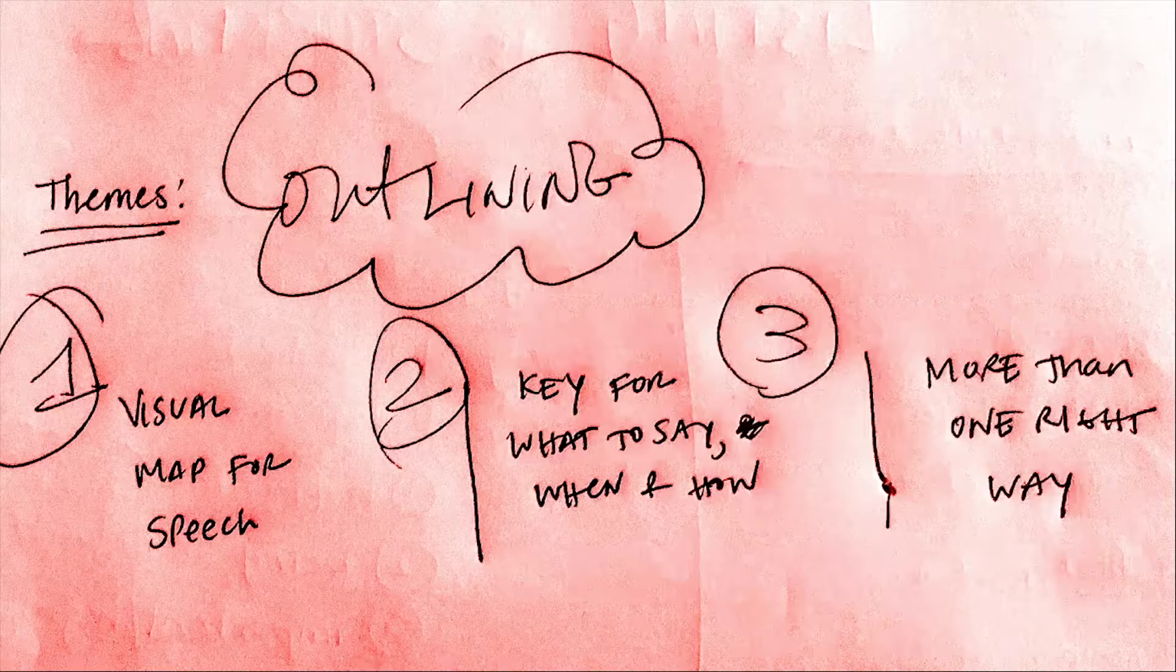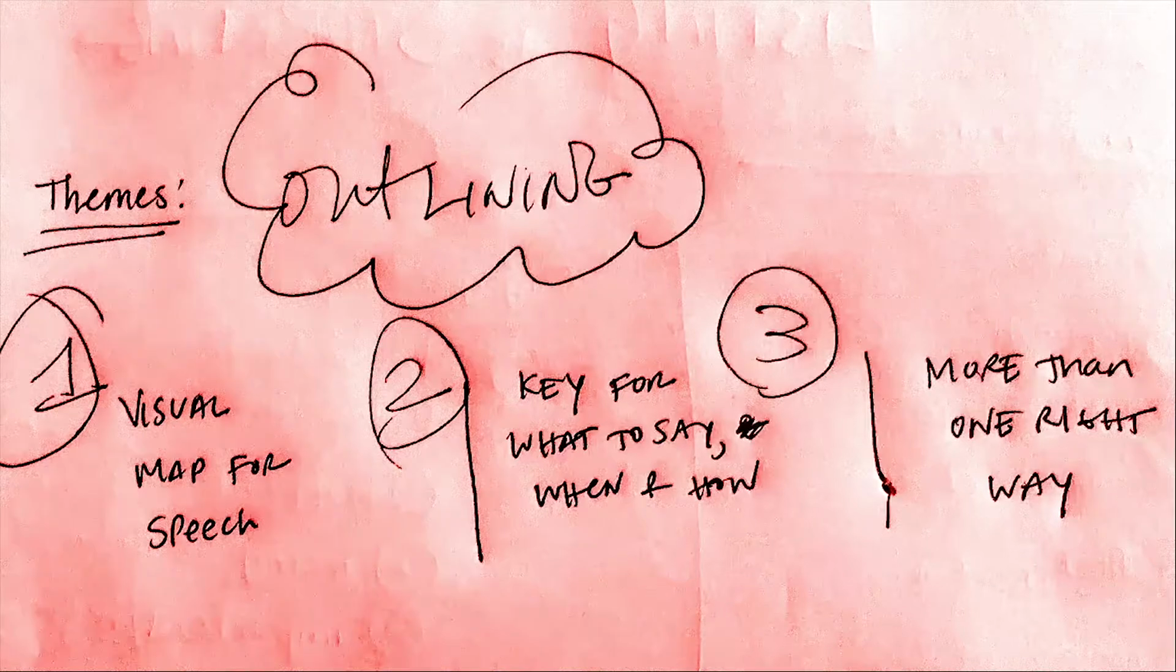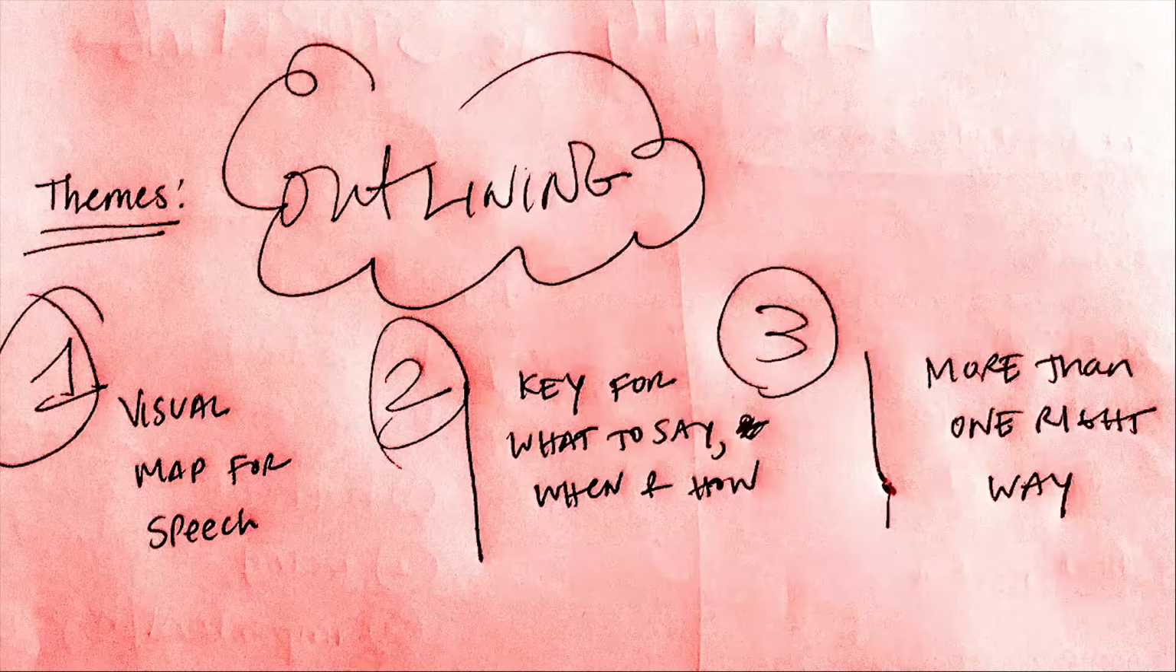Now, this is how I could organize my brainstorm into themes. My topic is outlining. For the first topic, I could see a visual map for speech. There are several examples that led to a visual map for speech. The second kind of label I could use is a key for what to say, when, and how. So thinking about our script as a key or a map for what to say, when, and how.